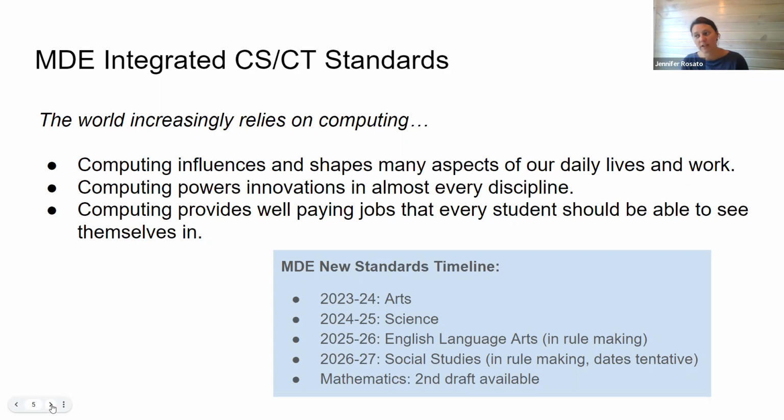And then in terms of rolling out the new standards, the timeline is in the blue box there. The first ones that have been done are the arts and science ones. Arts roll out next fall. I should say that in the fall of 2023. So not this upcoming fall, but the fall after that. And then science, and then English language arts and social studies, and mathematics is actually still in the draft process. But if you've looked at the draft of the math standards, there's a ton of computer science in them.